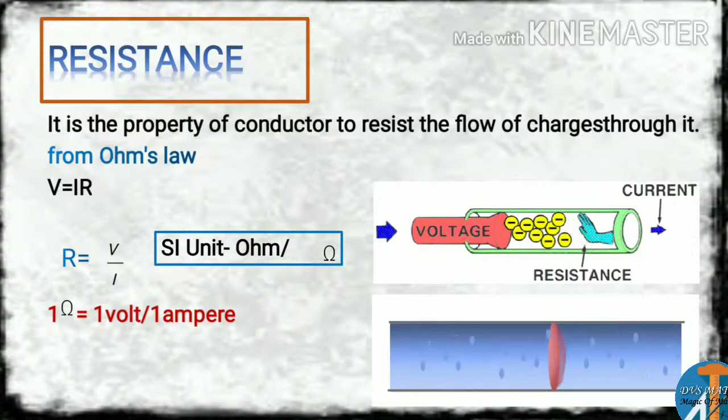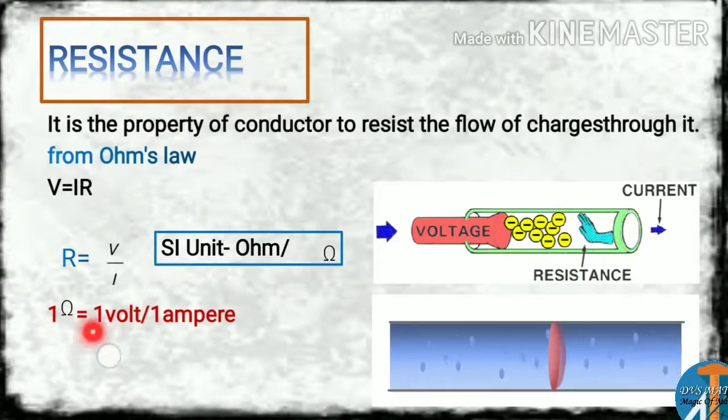So the property of a conductor to resist the flow of charges through it is called resistance. And what is the formula? V is equal to IR, so R is equal to V by I. The SI unit is ohm. You can observe in the second figure also, we are resisting the flow of charges. If charges are resisted, there will be no flow of charges in the circuit. So how can we define 1 ohm?